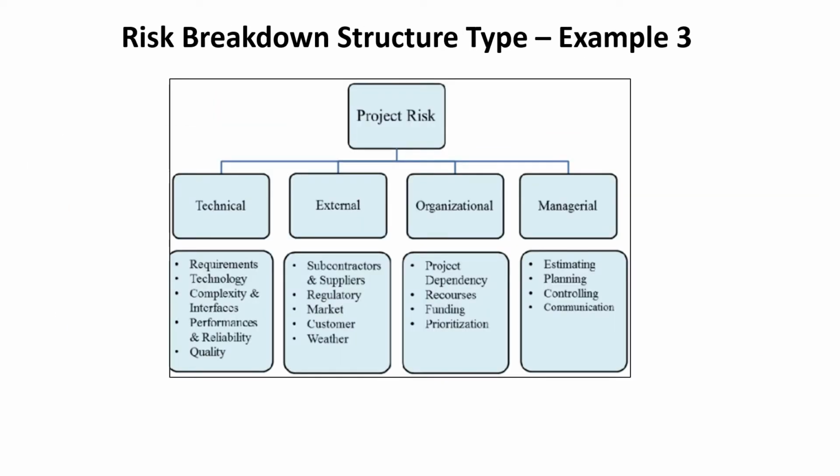Example 3 here shows more of the template that will be used for software or construction projects. Like the other examples, it will continue to list the level 0 with the project name or simply list project risks. And you have your level 1 listing your categories. For the more software and construction projects, the categories are technical, external, organizational, and managerial, or simply project management. And then you have your level 2 listing out the actual risk.